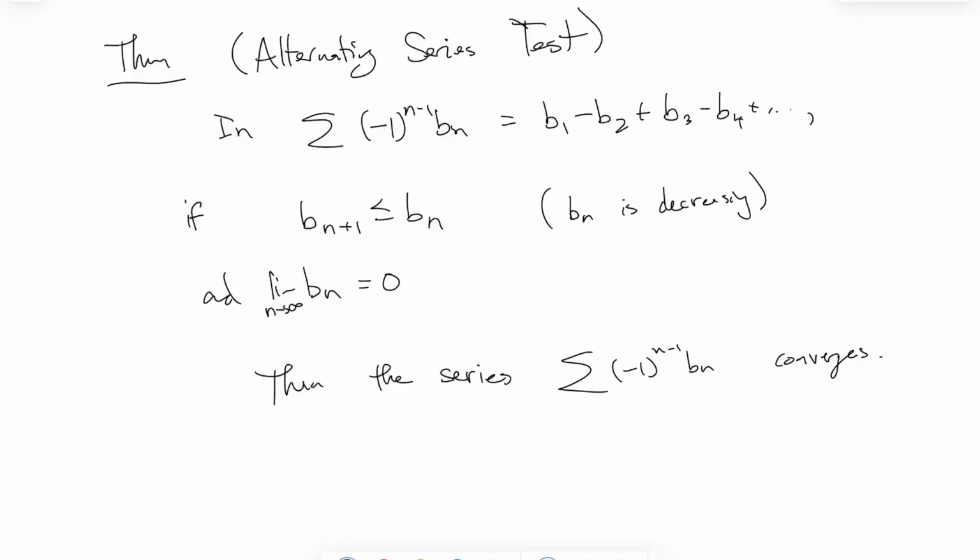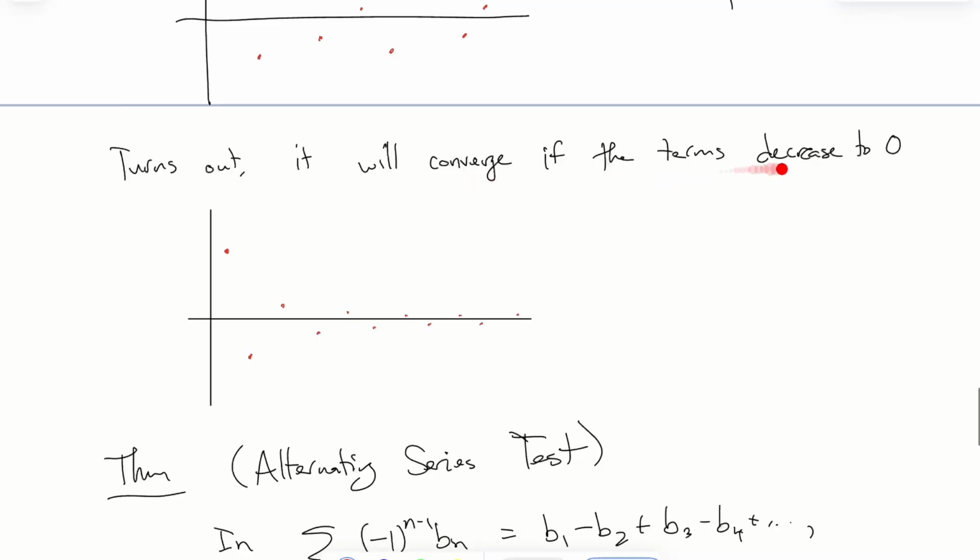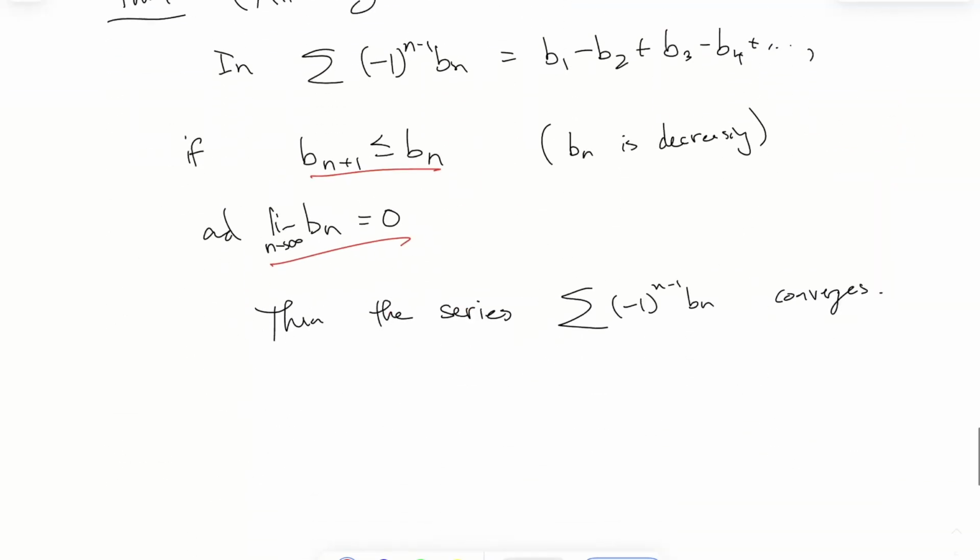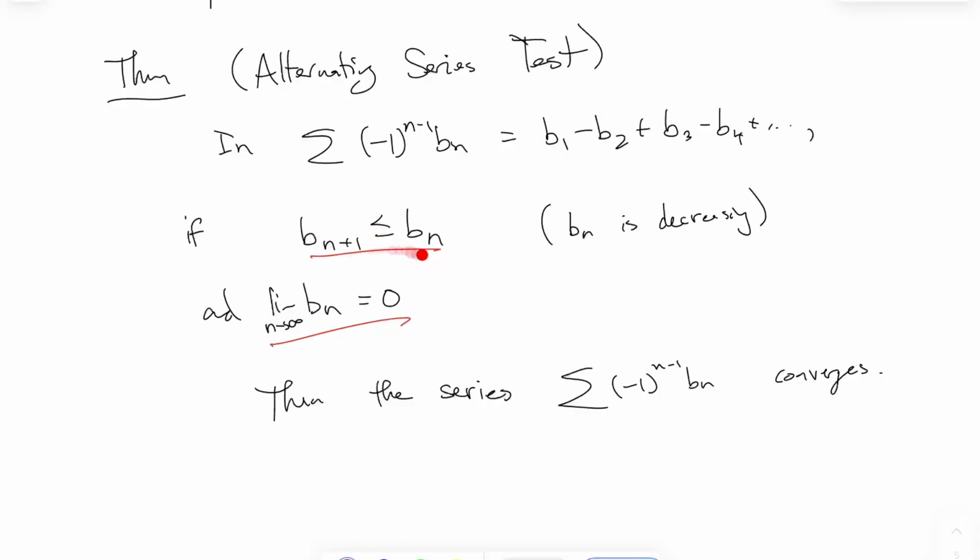So if you want to show the series converges, there are two things you need to verify. This and this, the decreasing part and the limit part. These are two separate things, and you have to work them out separately in order to show that the series converges. The individual terms, if you ignore their signs, have to be decreasing, and the limit of those terms has to go to 0. That's what I said in words a moment ago. It will converge if the terms decrease to 0. First of all, they decrease, and second of all, they actually go to 0.